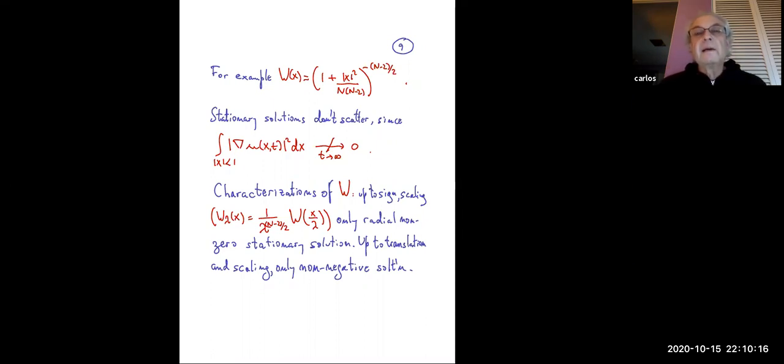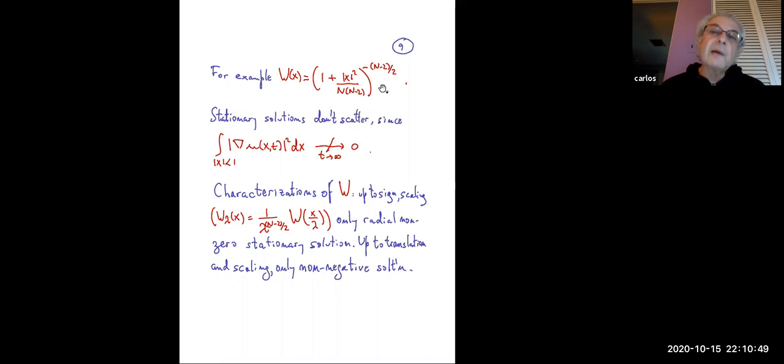And we notice that these stationary solutions do not scatter because for a scattering solution, when you confine them in space, the energy norm does go to 0 as you tend to infinity, because this happens for the linear solutions. For a static solution, this cannot happen because this is independent of time. So, okay, as long as it's non-zero, this quantity will not be zero.